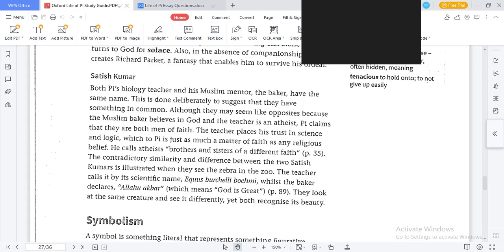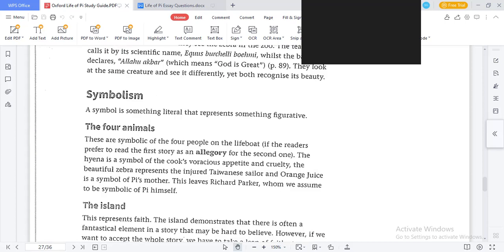Are we getting there? How do you see the difference and the similarity between the baker and the atheist? The atheist looks at the zebra in the zoo and calls it by its scientific name, and then the baker or the Muslim believer calls out God is great because he also recognizes its beauty. Which is the same thing. They both see beauty; it's how they approach it, how they get to that beauty. Wow. There we go. Perfect.